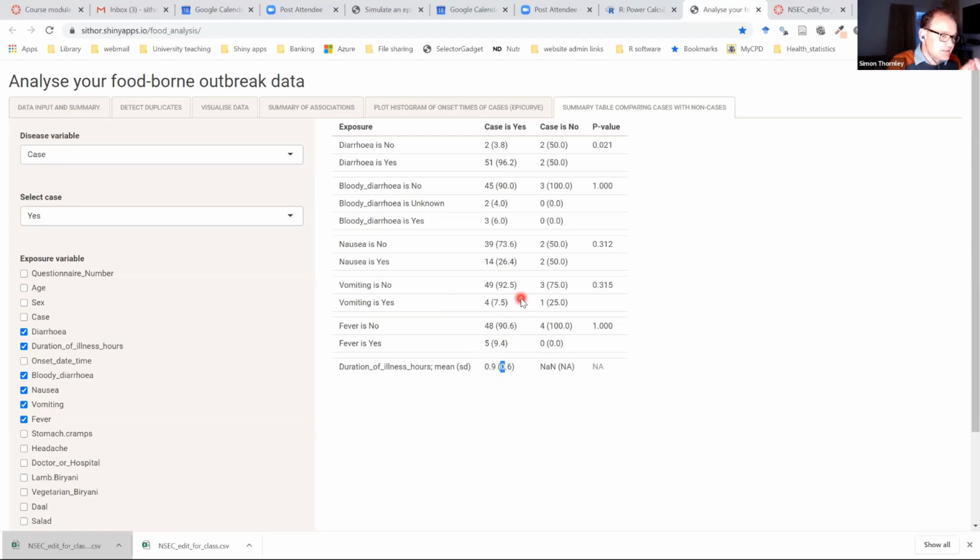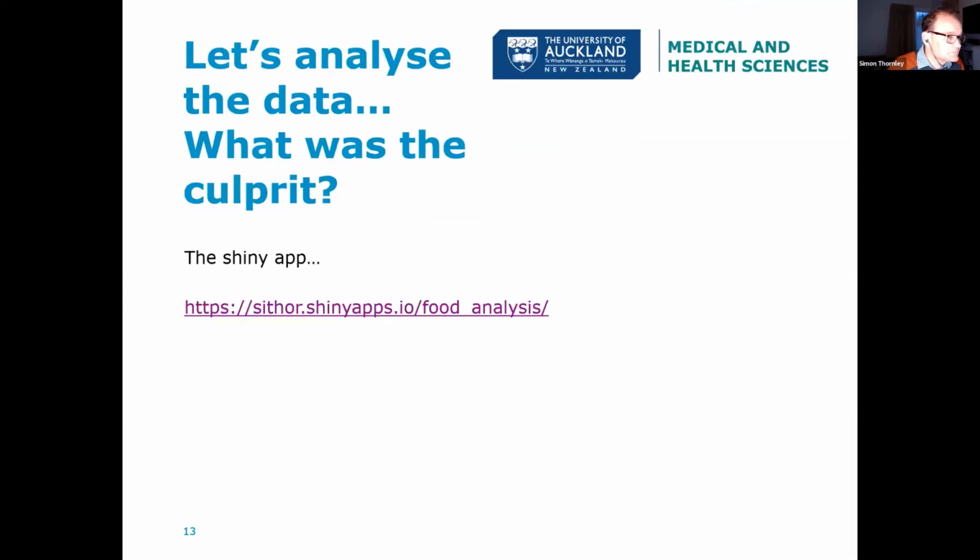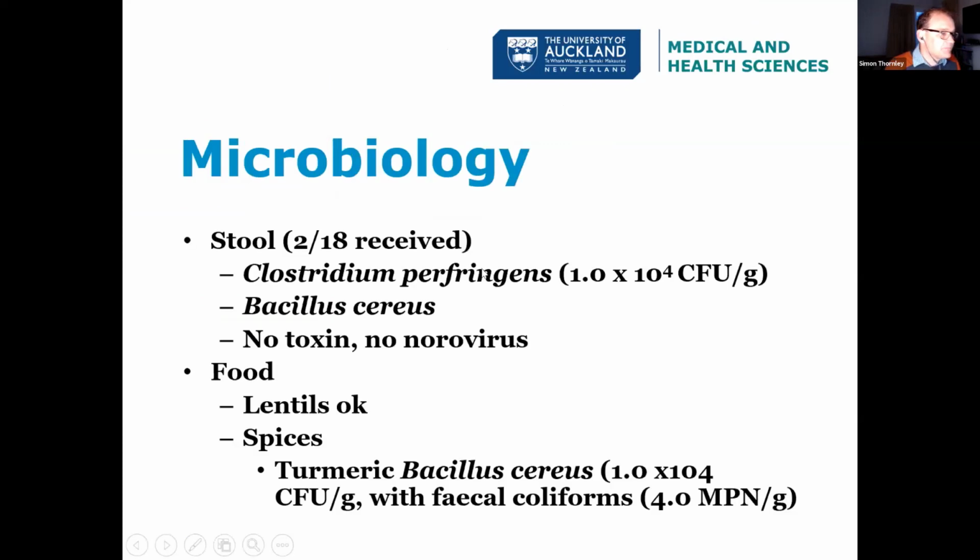So this all adds up to a lower bowel toxin. If you've been around this game for a bit, you'd know that Clostridium perfringens is a toxin-mediated thing that can cause this sort of thing, and also Bacillus cereus. So just going back to the PowerPoint, we actually got the microbiology, and it came back with both Clostridium and Bacillus. And the spices had Bacillus. So it was really looking like Bacillus here.